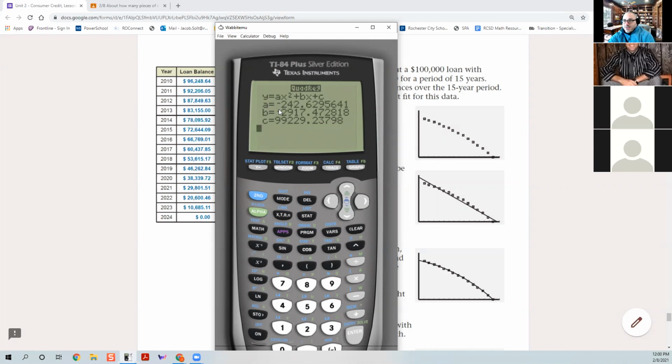So A is going to be equal to negative 242 and some change. B is going to be equal to negative 2,917. That's the value that's going to go in there. And then C is going to be $99,229. I think we round these to the nearest hundredths. We're probably pretty good. We don't need every single digit.